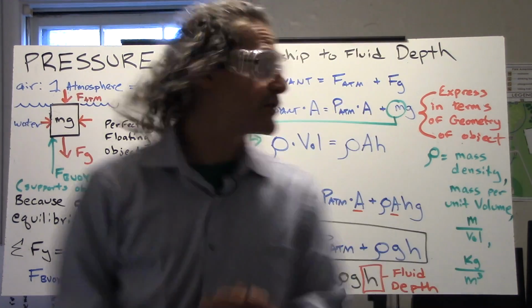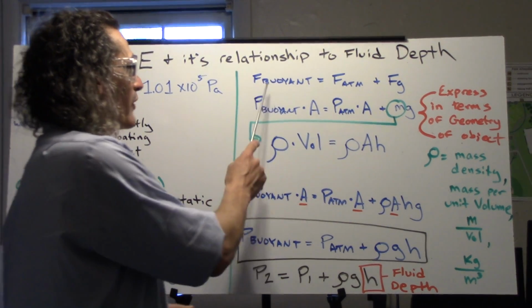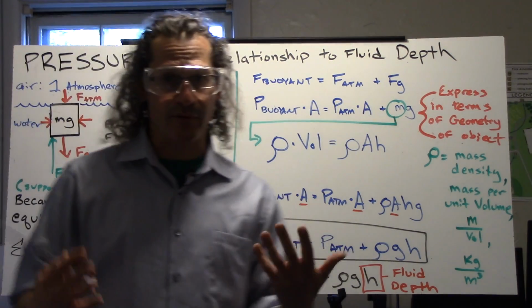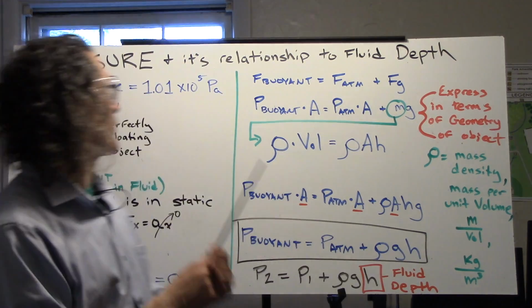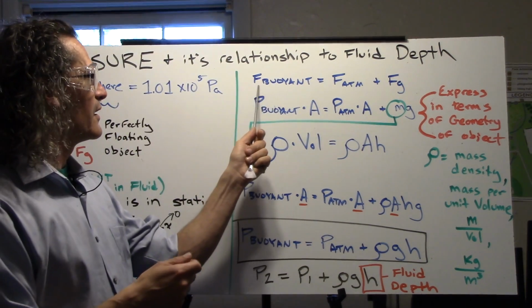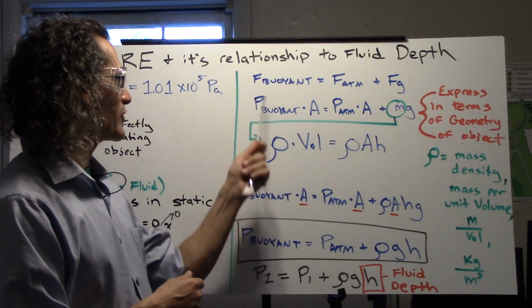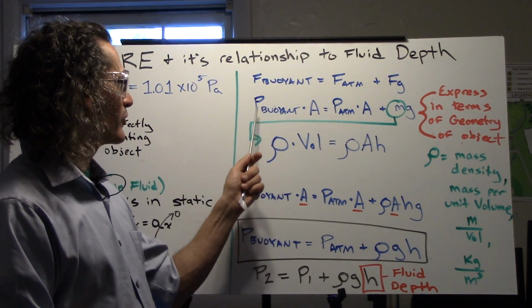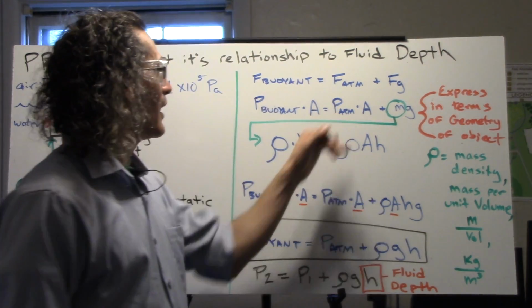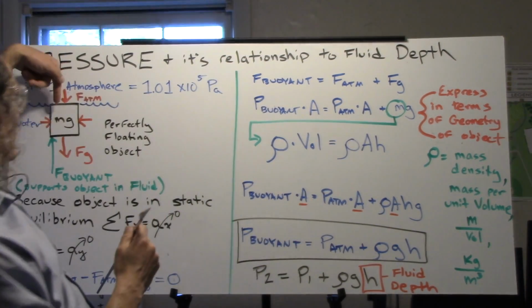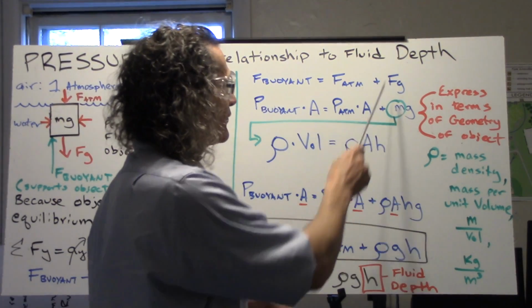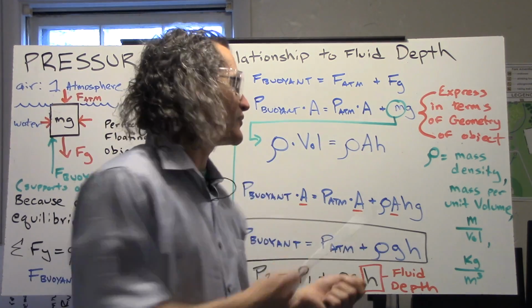If we rearrange this, we can solve for the buoyant force. The buoyant force is equal to the atmospheric force plus the force of gravity of that object. I'm going to write this in terms of pressure, because what we want to do is relate pressure to fluid depth. The buoyant force is equal to pressure times area. So pressure buoyant times the area underneath the box equals the atmospheric pressure times the same area, because it is a cube or a box, plus the force of gravity, which we know to be mass times the acceleration due to gravity, mg.